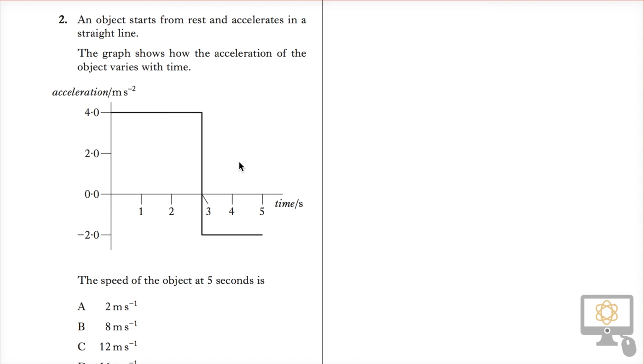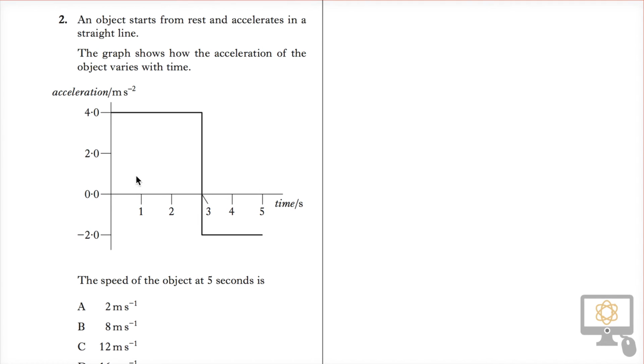Let's have a look at question 2 from the 2013 revised higher physics paper. It says an object starts from rest and accelerates in a straight line, and the graph shows how the acceleration of the object varies with time.